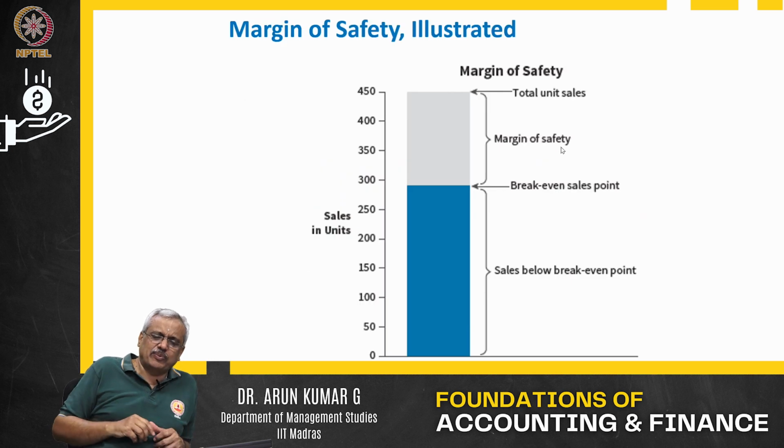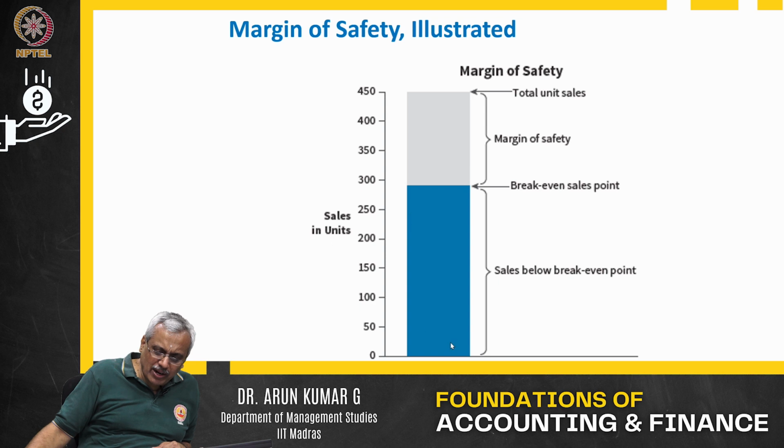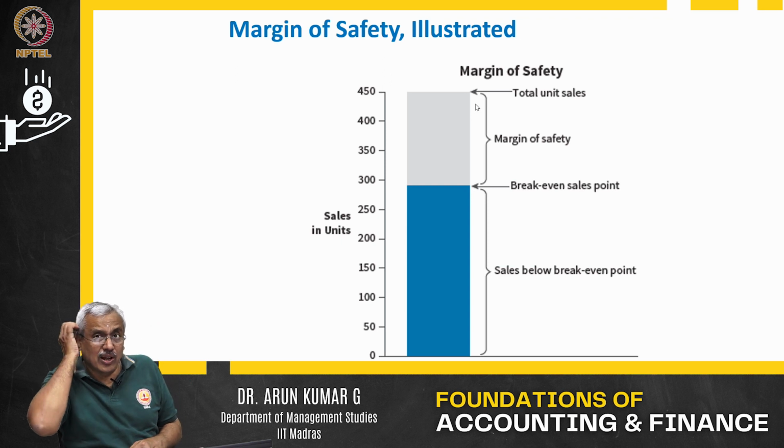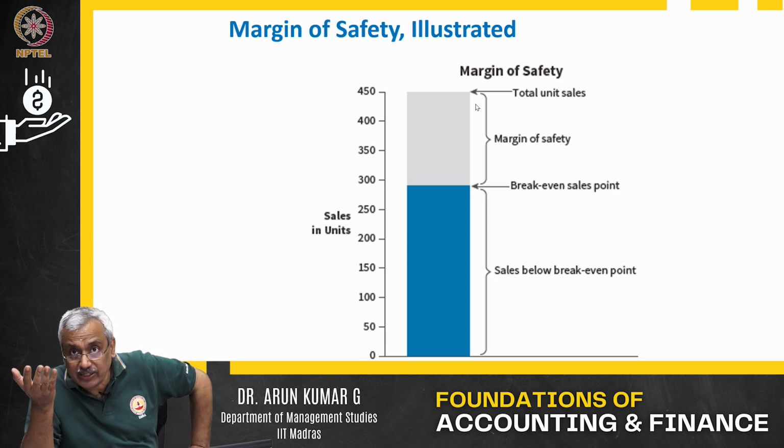It is also explained with the help of a graph. Suppose the blue part that you see here is the break even point. Any sales below that point are below the break even. Any sales above the break even are what is going to give you profit.